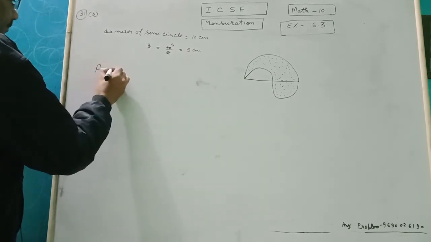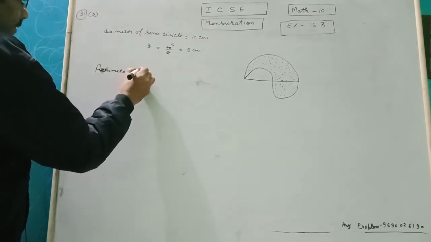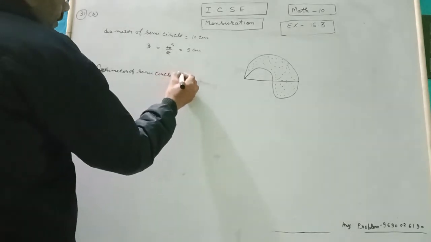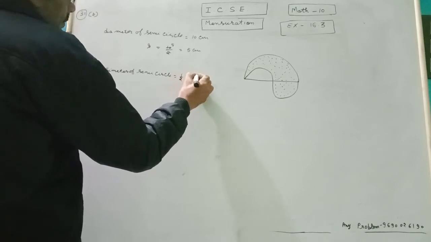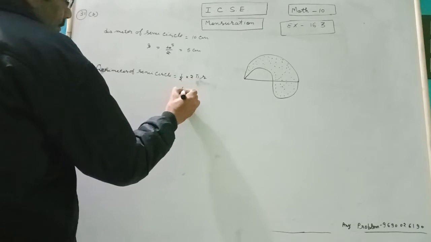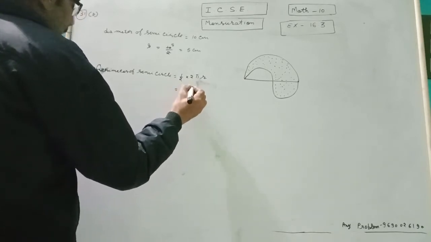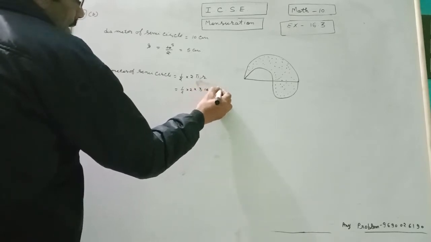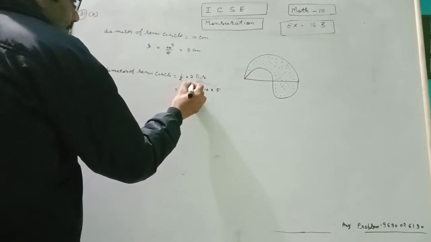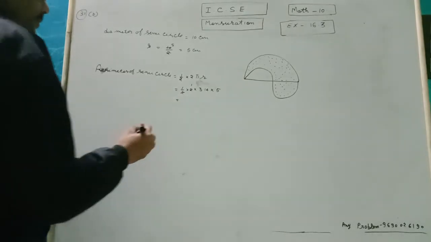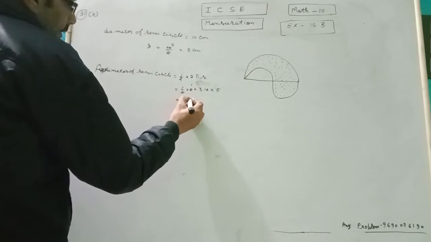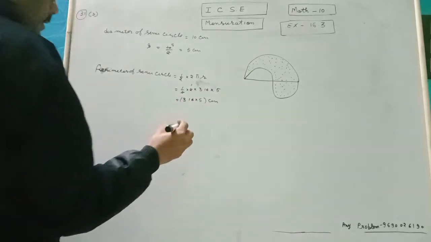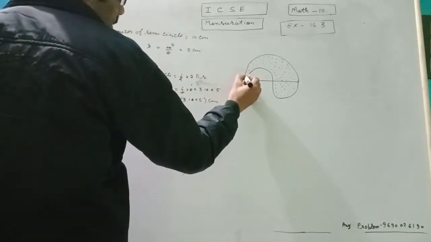Perimeter of semicircle is equal to 1 by 2 into 2 pi r. 1 by 2 into 2 pi, the value is 3.14, into r value is 5. 2 divided by 2, after multiply 3.14 into 5 cm, that is the perimeter of this boundary.